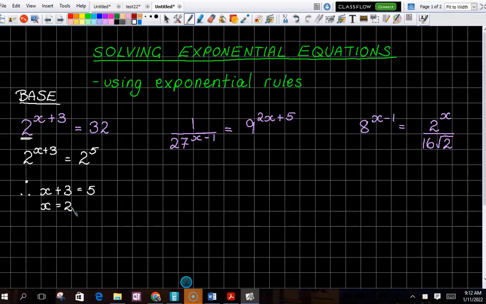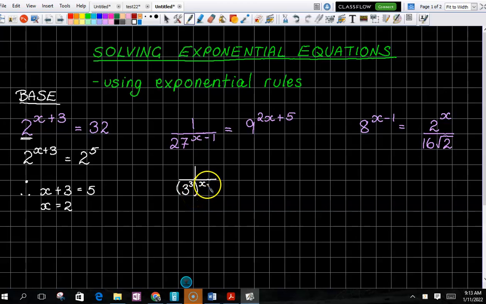On to the second question. We're looking at the 27, we're looking at the 9, and we want to be able to write them as the same base. So clearly, I hope it's as clear to you as it is to me, that it has to be 3. Because I can write 27 as 3 cubed, and I can write 9 as 3 squared. That's the first thing that we will do. So instead of 27, it's 3 cubed, 3 times 3 times 3.